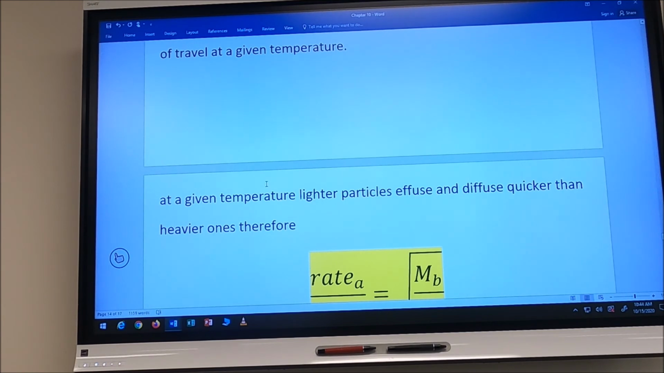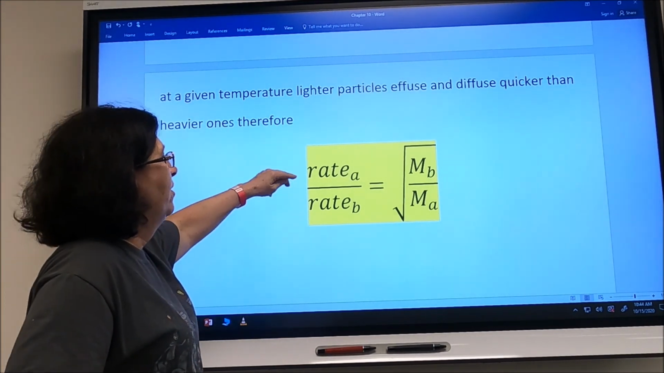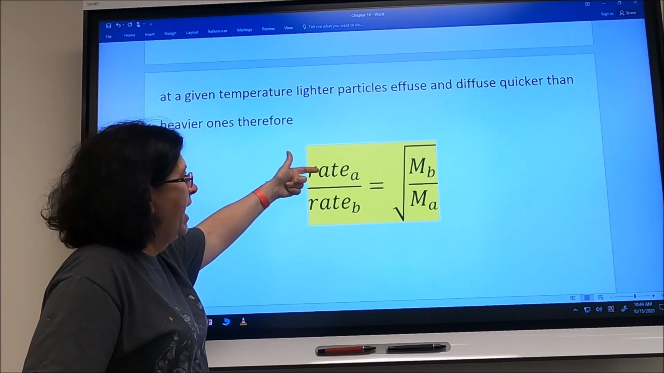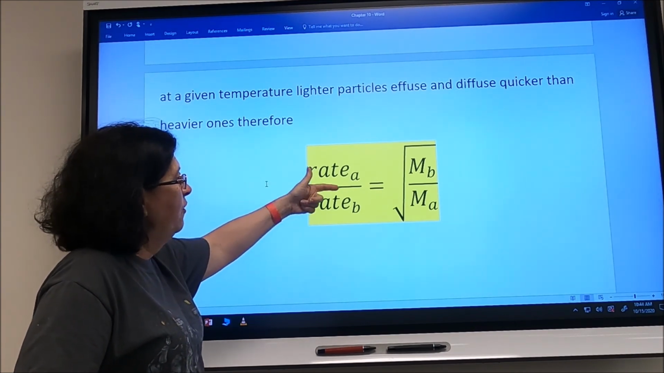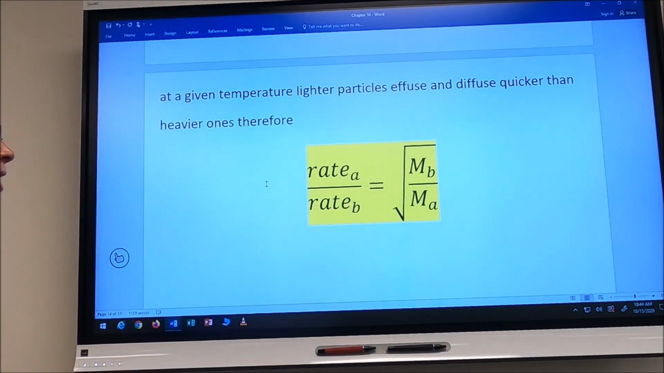Because of the fact that smaller particles move on average faster than larger particles, smaller particles effuse and diffuse faster. Okay? And it's related to their molar mass. I can say that the rate at which A diffuses divided by the rate at which B diffuses equals the square root of the molar mass of B divided by the molar mass of A. Now, I'm not going to do any calculations with that. It just seems like an add-on calculation. I just want you to understand that smaller particles effuse and diffuse faster.